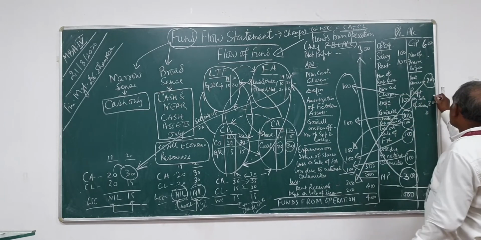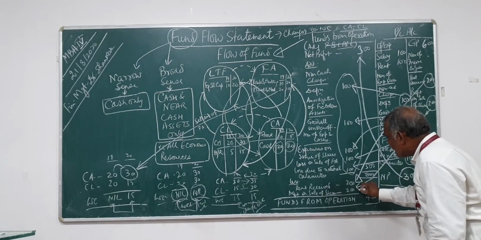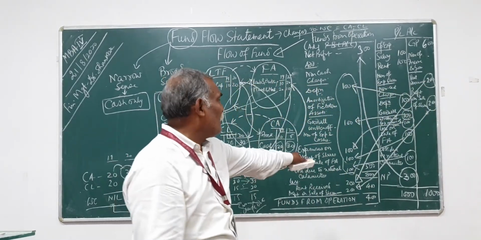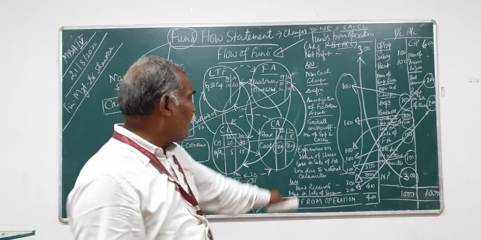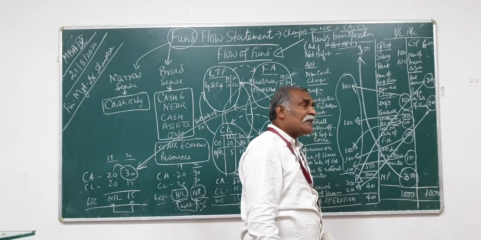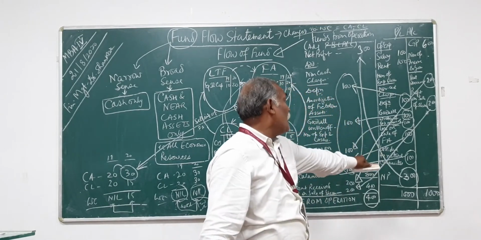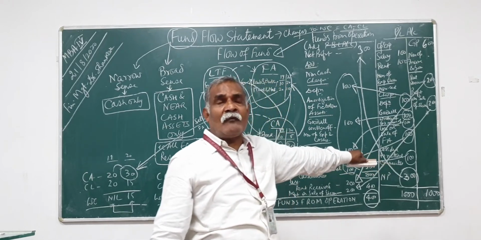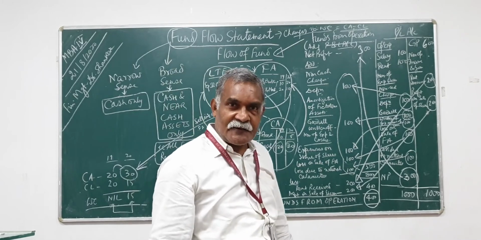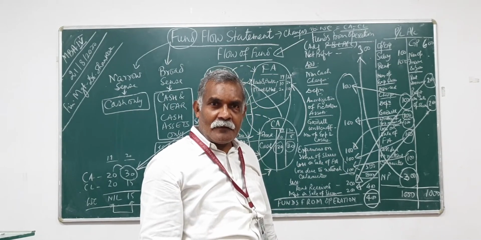And thereafter again, profit on sale of shares. This is also non-operating gain, and because of this our net profit is increasing, so we will deduct. So 400 will be deducted. From 800, 400 will be deducted, and we will get 400, and this is your real funds from operation. So our net profit which we calculate from the P&L account is 300, but the real funds from operation is 400. Is that clear? No problem?